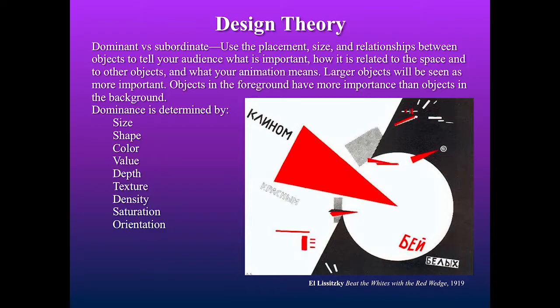So if you look at this image, which is El Lissitzky's Beat the Whites with the Red Wedge from 1919, around the time of the Russian Revolution, you can see that the red wedge is very important. It's very big, it's very strongly saturated, and it's a very hot color. And it is at an angle, and it fills the entire mid space, and it's at an oppositional angle to a lot of the other angles. So it really draws your eye into it, and you see some other red shapes that are related to it. They're all going in the same kind of direction. So that does determine what the dominant object is.